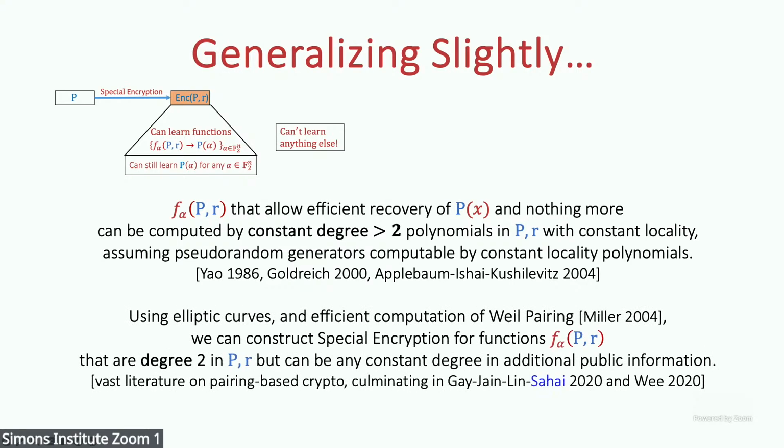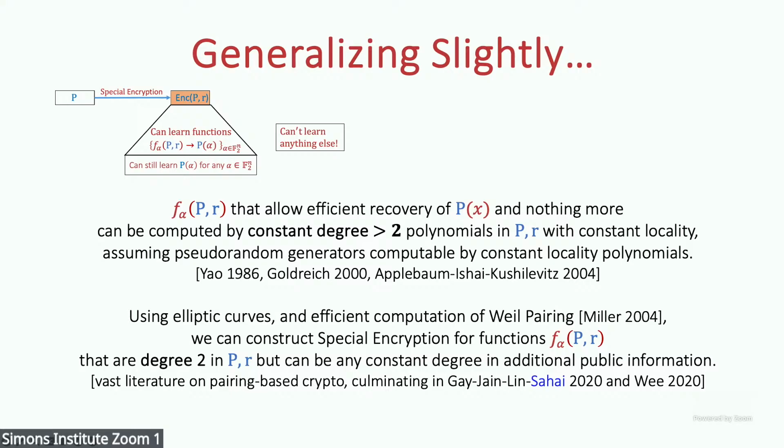On the constructive side, it turns out that using elliptic curves and using this D-lin assumption that I mentioned earlier, we can actually build a special encryption like this, that works as long as the functions are basically degree 2. Okay, so they have to be degree 2 in the following sense. They have to be degree 2 in anything that we're keeping secret, like the program, obviously, and some of the randomness. But it can be any constant degree in additional public information.